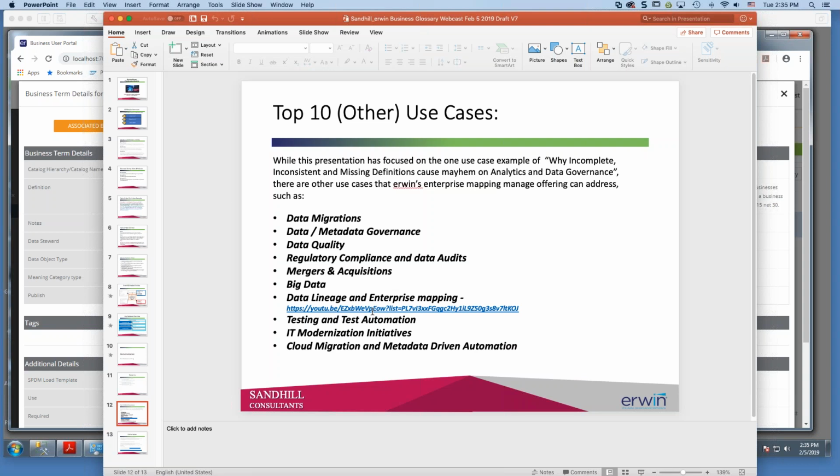Big data. You can go after the big data metadata and store that in your data dictionary. Obviously, we saw some data lineage and enterprise mapping, but more specifically, you can get into more detailed mapping with the Mapping Manager. If you want more information on that, I believe we've published a video or a webinar on that one a month or two ago. Testing and automation concepts are here, IT modernization initiatives, and cloud migration and metadata-driven automation.